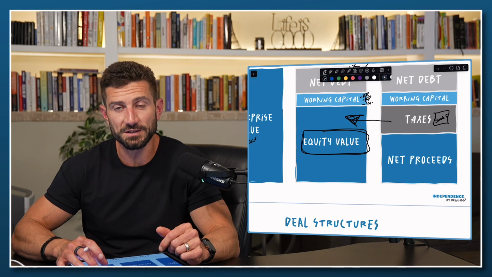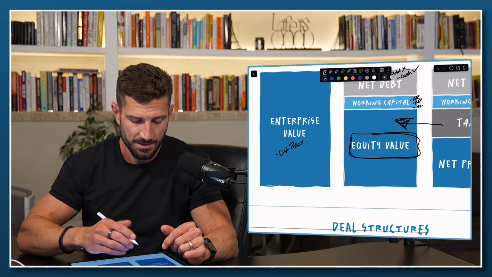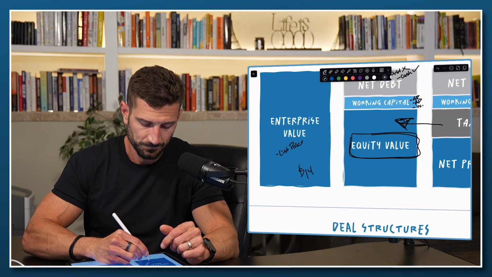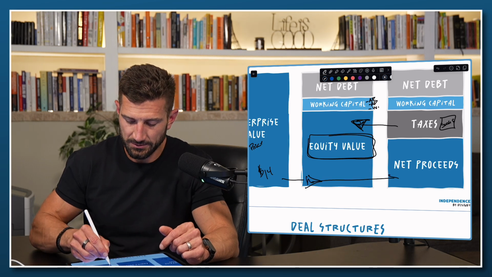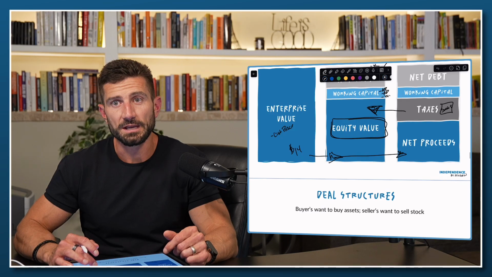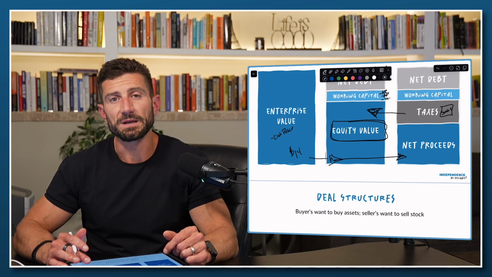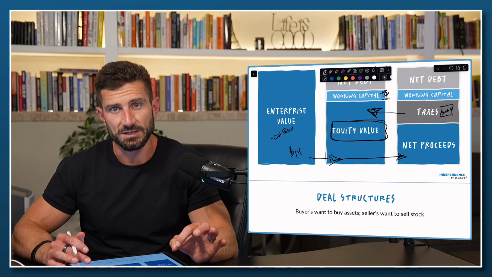But if we sell the business, how much would go into my bank account based on the enterprise value? Let's say it's 14 million. Then we go down to the equity value, and then we go down to net proceeds after taxes. I'm going to walk through the biggest decision about taxes as it relates to deal structures.